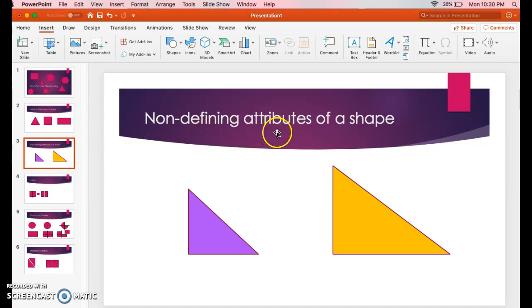Here are some non-defining attributes of a shape. As you can see, these are both triangles because they have 3 sides and 3 points. Those are the defining attributes. Some non-defining attributes are the color. One is purple and one is yellow, but that doesn't make it any less of a triangle. Or the size. One is small and one is large. On your sheet of paper, please write what the difference between defining and non-defining attributes of a shape are.